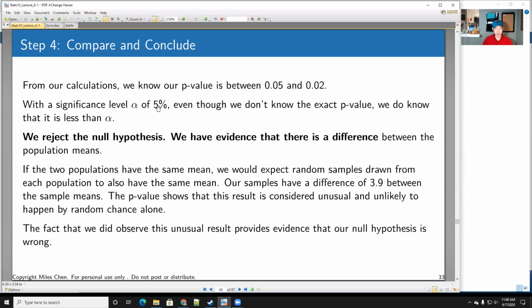So that means I will reject the null hypothesis, and I have evidence that there is a difference between the population means. If the two populations do have the same mean, when we take random samples, we expect them to have the same mean. We had a sample difference of 3.9, which would be considered unusual and unlikely to happen by random chance alone. And so the fact that we did get two samples where the difference is 3.9 provides evidence that the null hypothesis is wrong, that the populations have different means.